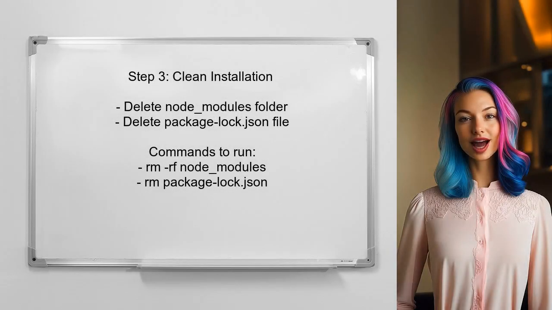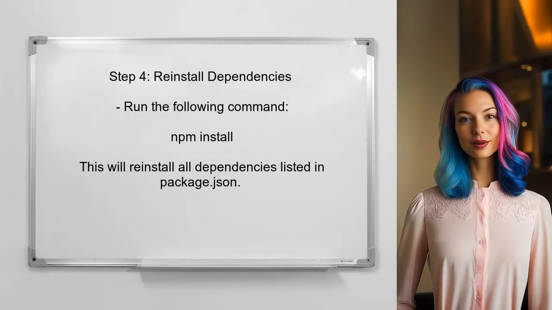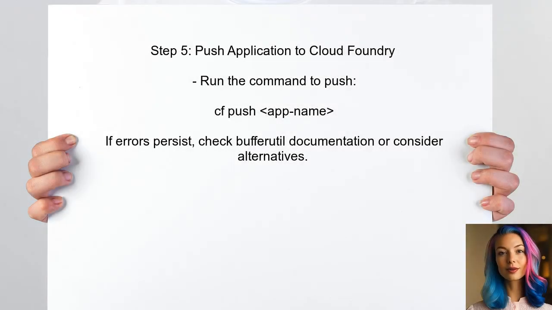After verifying compatibility, the user should delete the node_modules folder and the package-lock.json file. This will allow for a clean installation of the dependencies. Now the user can reinstall the dependencies by running the npm install command. This will fetch the latest compatible versions of the packages. Finally, the user should attempt to push the application to Cloud Foundry again. If the error persists, they may need to check for specific issues with the bufferutil package or consider using an alternative package.